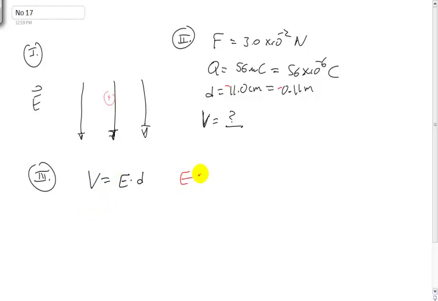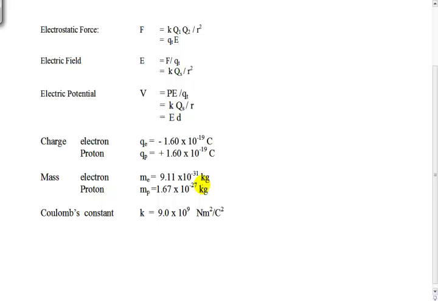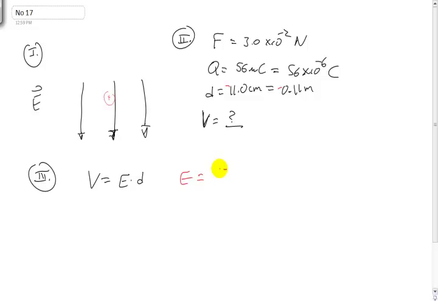So how can we find E? Let's look in our toolbox. E is simply equal to force per charge, F over Q. So we can find the strength of the electric field by looking at the amount of force needed to move our charge. Now we can go ahead and plug and chug in step 4. First we'll find the strength of the electric field. E will be equal to the force, 3 times 10 to the negative second newtons, over the amount of charge that was present, which is 56 microcoulombs, 10 to the negative 6 coulombs.